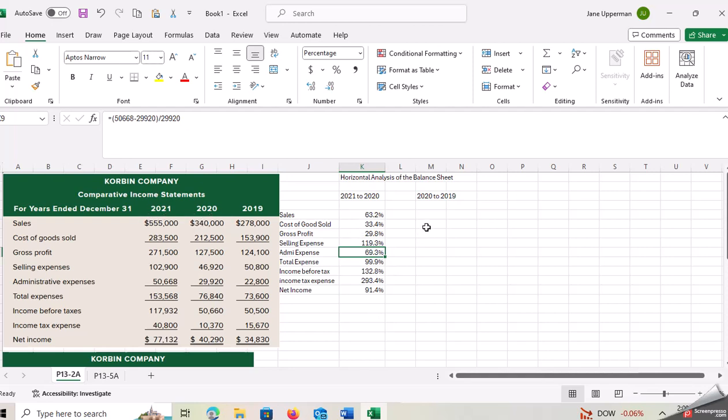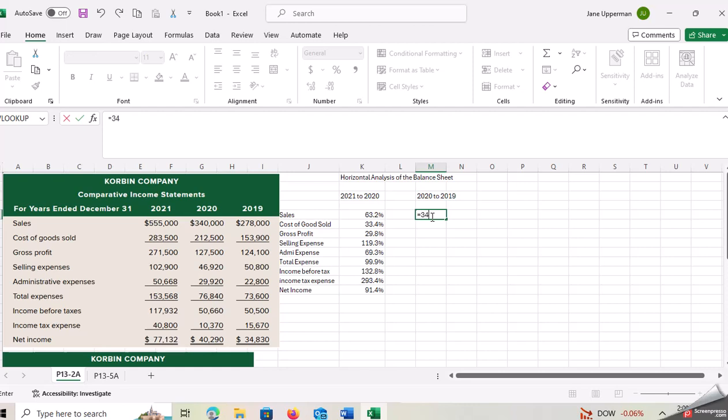So everything increased. Then we can do the same thing for 2020 to 2019. So we push equals 340,000 minus 278,000. Solve for that first and then divide by the 278,000. And then the same thing for the next line. Again, parentheses, 212,500 minus 153,900. Parentheses, divided by the 153,900.